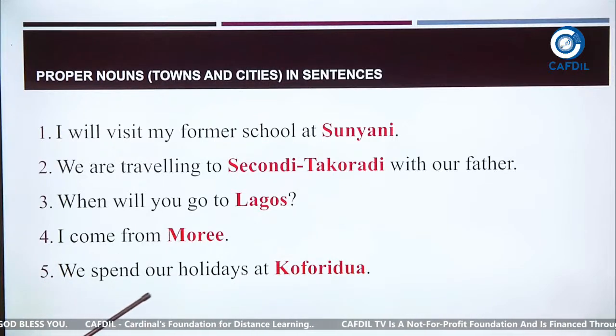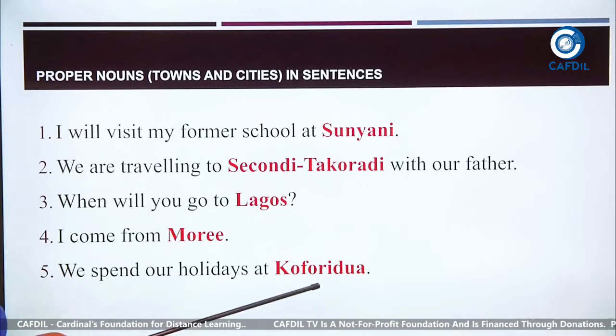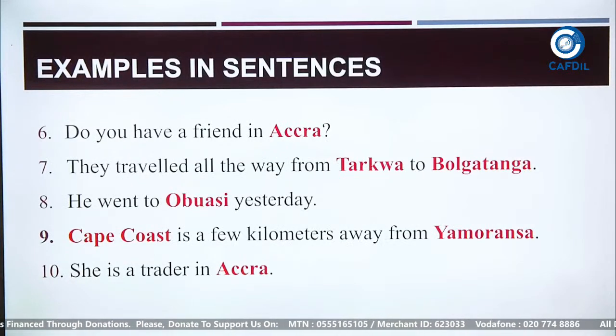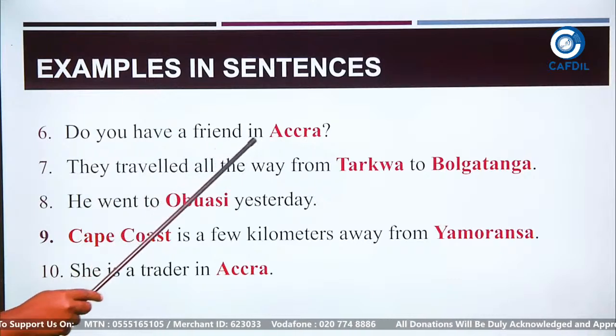We spend our holidays at Koforidua. Koforidua is the proper noun in this sentence, and it begins with a capital letter. Let's have more examples. Sentence 6. Do you have a friend in Accra?